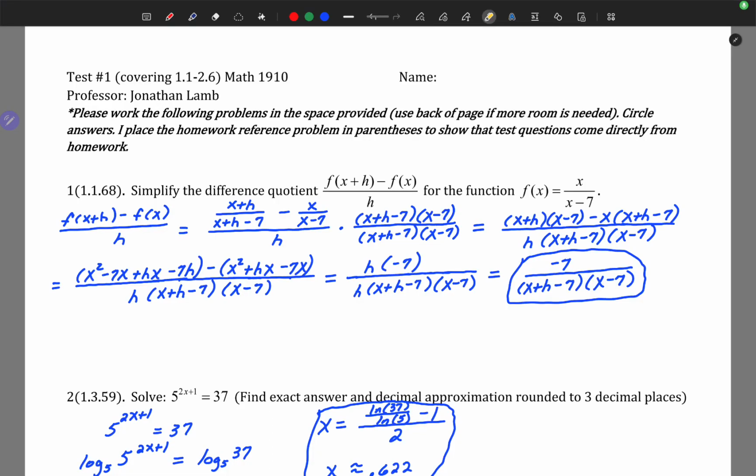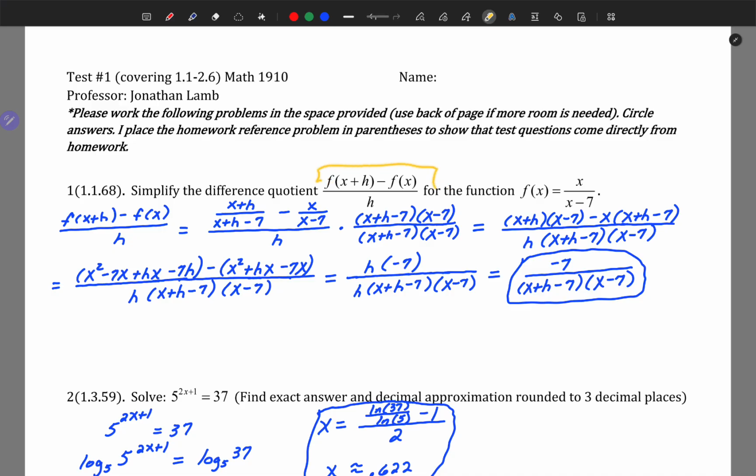Hey all, let's take a look at your test one review here. So your first problem is going to be a difference quotient problem where I'm asking you to simplify the expression f of x plus h minus f of x over h. Now, of course, your test will look identical to this.